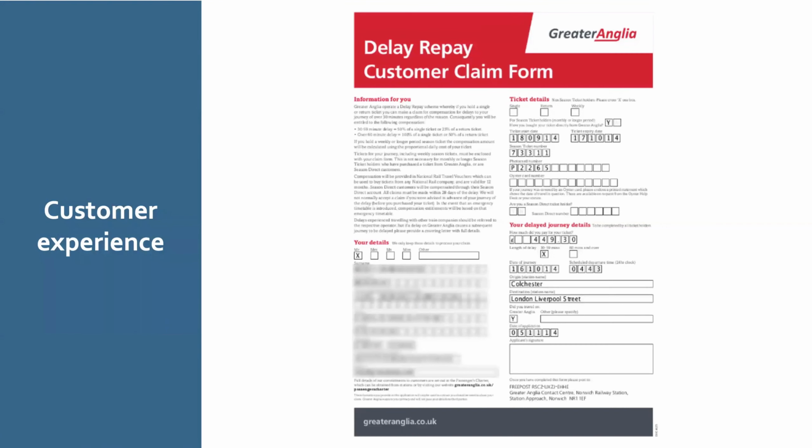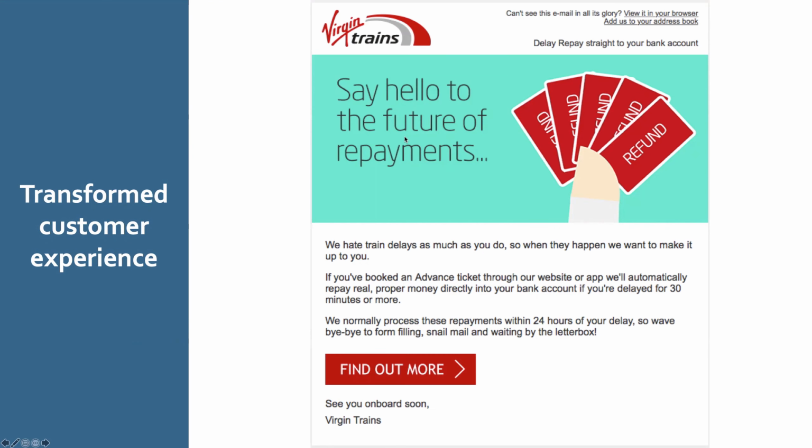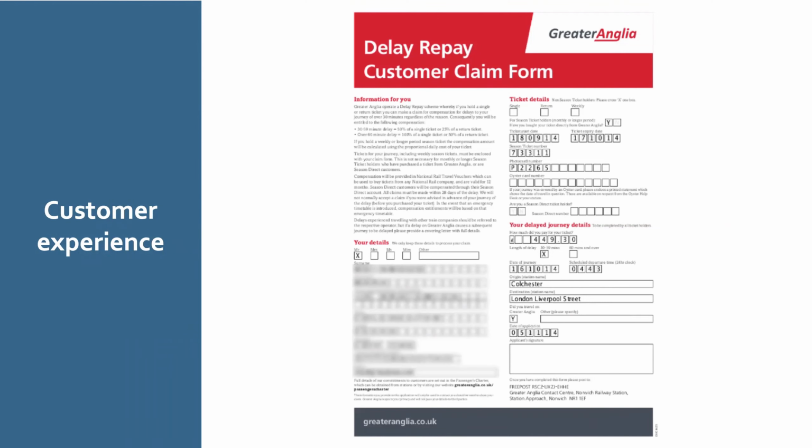And traditionally what happens is you get off your train, you're really grumpy because you're late. And you get a form to fill in, and then you post off your ticket, and maybe a month later, you get a check in the post. It's very paper-based. And some of the train companies at least made this more digital by putting it into the website.